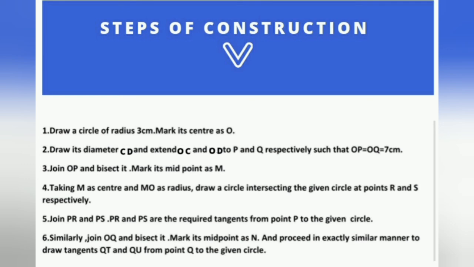So PR and PS are two tangents from external point P to the given circle, and QT and QU are two tangents from point Q to the given circle.